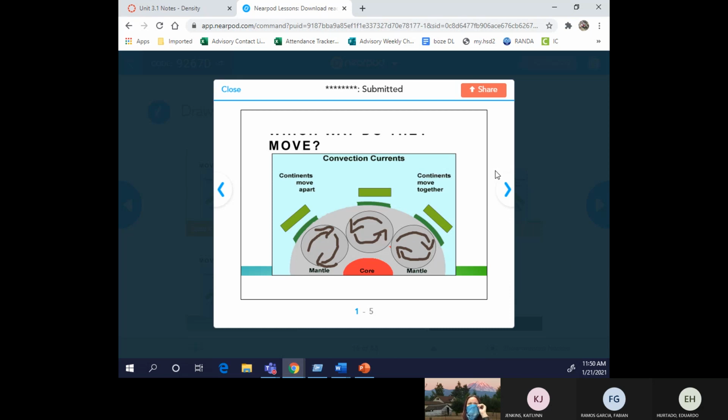All right, this one is exactly opposite. So this one, when we're moving continents together, we want it going clockwise and counterclockwise. When we're moving continents apart, we want this one going opposite ways.